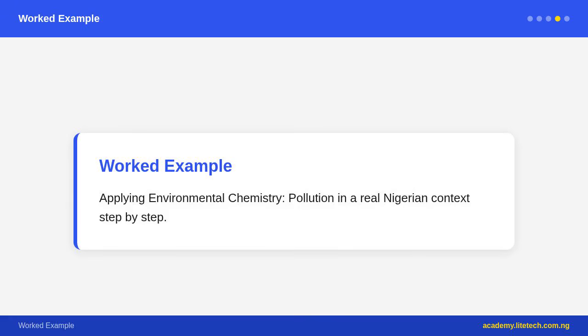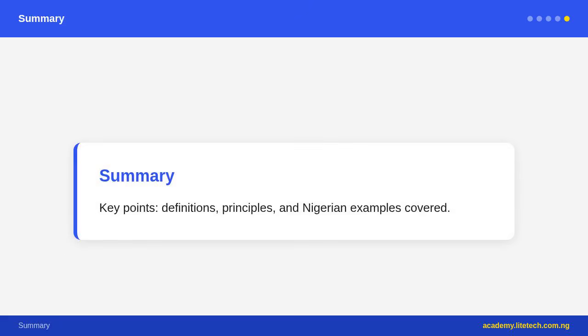WAEC questions on environmental chemistry commonly test: writing chemical equations for the formation of acid rain, SO2 + H2O → H2SO3, SO3 + H2O → H2SO4; explaining the greenhouse effect and naming greenhouse gases, CO2, CH4, N2O, H2O, CFCs; explaining the ozone depletion mechanism, where CFCs release Cl radicals which catalytically destroy O3; distinguishing between the natural and enhanced greenhouse effect; explaining eutrophication: excess fertilizers in water, excessive algae growth, O2 depletion, death of aquatic life; identifying effects of CO on the body, it binds hemoglobin and reduces O2 transport; naming sources and effects of major pollutants; discussing the environmental impact of the petroleum industry in Nigeria, Niger Delta oil spills; and suggesting methods of pollution control.